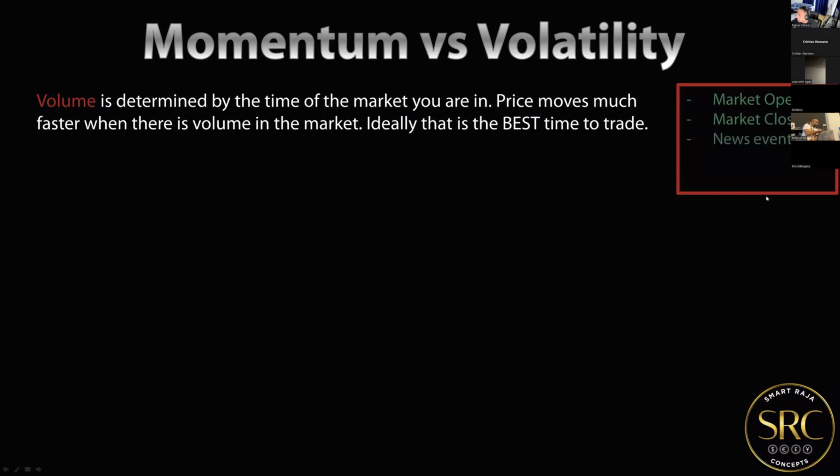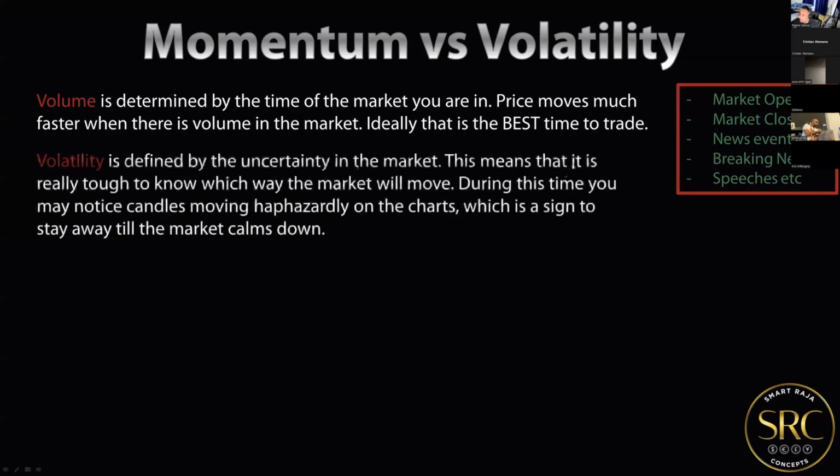Market close, news events, breaking news, and speeches. These are what basically bring a lot of volume in the market. Next, we have volatility. Volatility is the uncertainty in the market, right?